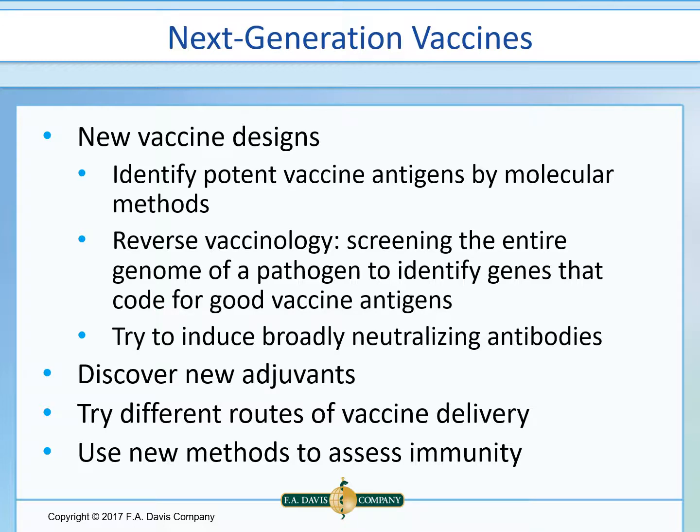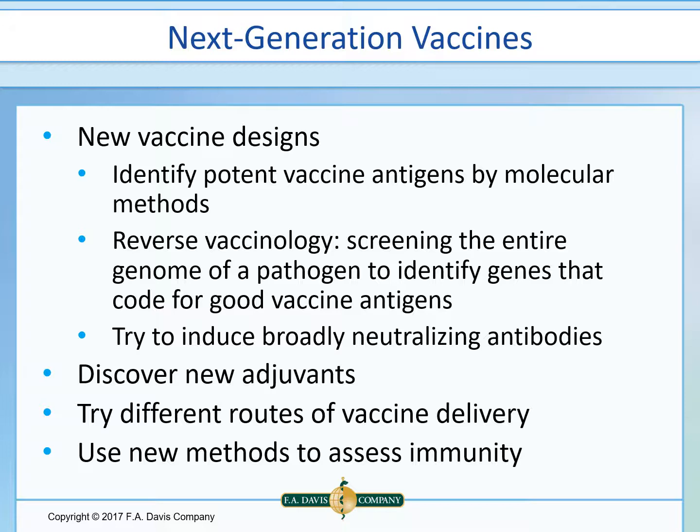Once potential vaccine antigens are identified, it needs to be determined which antigens will induce the most protective immune response. For pathogens that show a high degree of variability, finding antibodies and antigens that can induce broadly neutralizing antibodies is most desirable. Aside from the vaccine design itself, additional research is being done to discover new adjuvants to enhance the effectiveness of vaccines, along with trying different routes of vaccine delivery to see which is most effective.